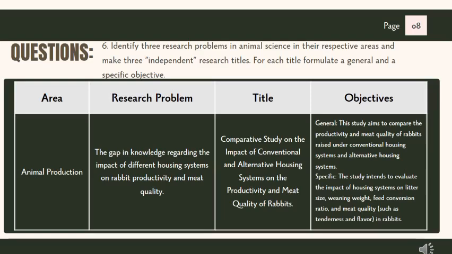The title, comparative study on the impact of conventional and alternative housing systems on the productivity and meat quality of rabbits. Objectives. For general, this study aims to compare the productivity and meat quality of rabbits raised under conventional housing systems and alternative housing systems. And for its specific objectives, the study intends to evaluate the impact of housing systems on litter size, weaning weight, feed conversion ratio, and meat quality such as tenderness and flavor in rabbits.